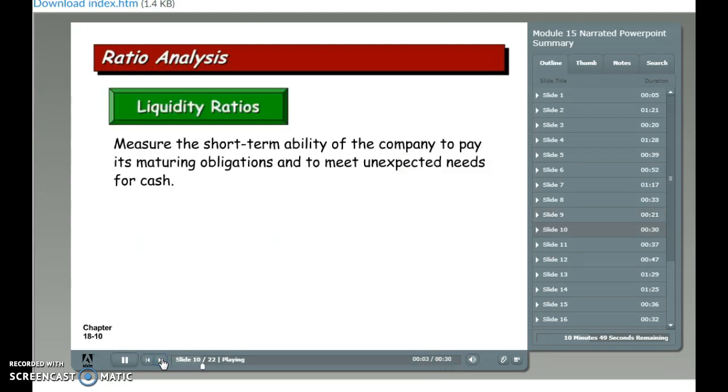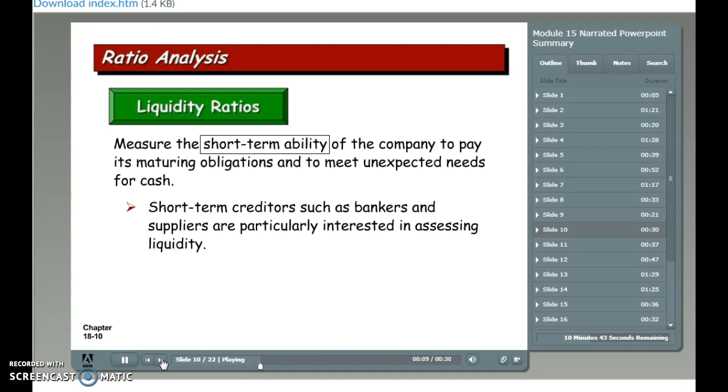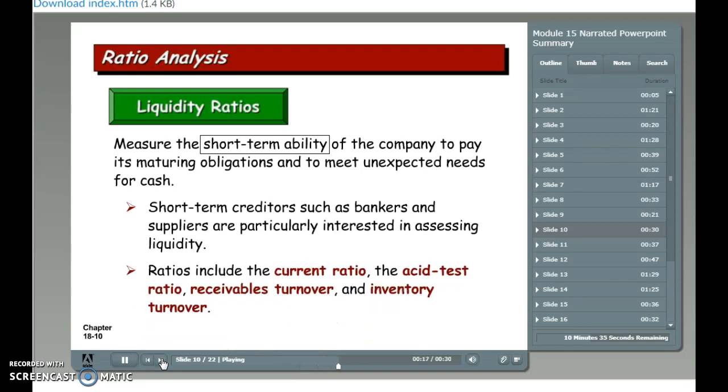Liquidity ratios can provide useful information on the short-term debt-paying ability of companies. Short-term creditors are particularly interested in measuring liquidity to determine the likelihood they will be paid back. Liquidity ratios include the current ratio, acid test ratio, receivables turnover, and inventory turnover. You will note that all of these include current assets in the calculation of the ratio.